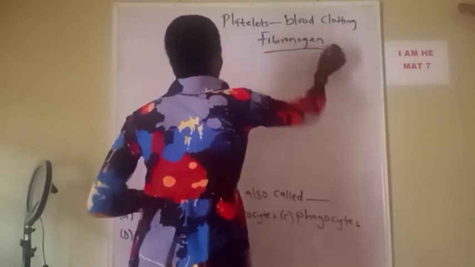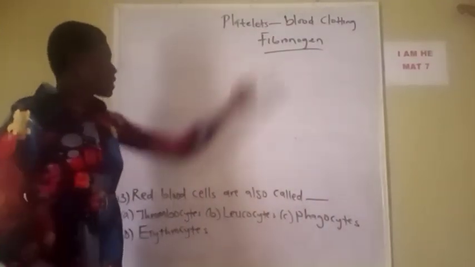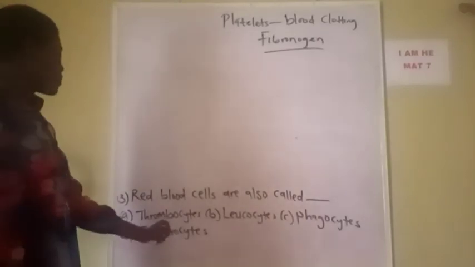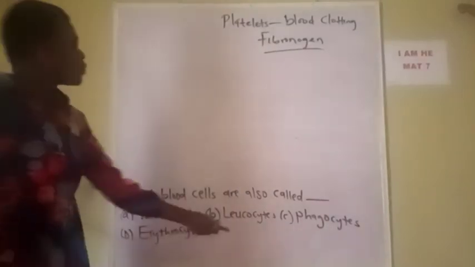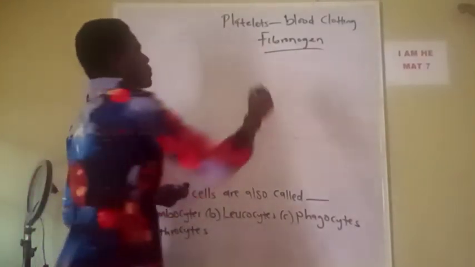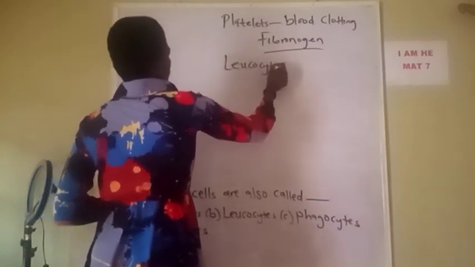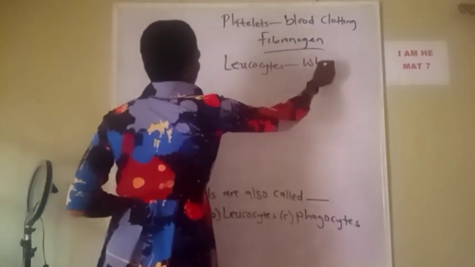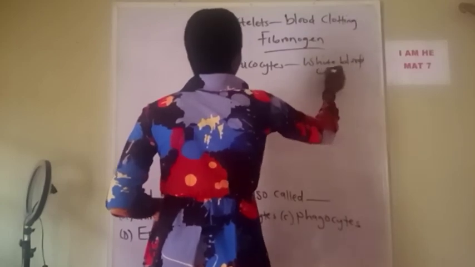Okay, so this is a protein that enables blood clotting to take place. Do you understand? So the platelets, the thrombocytes, are also called the platelets. You understand? Now the leukocytes are called the white blood cells.